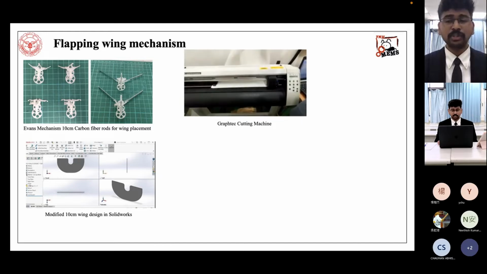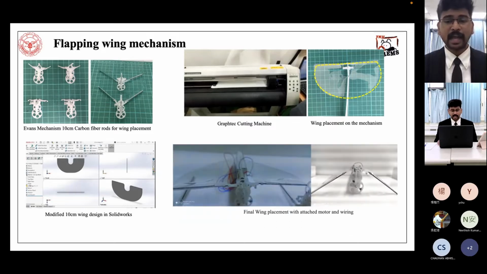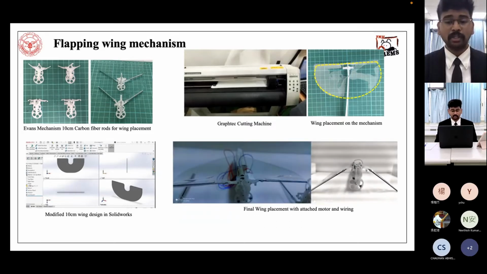We have used PET material for the wing, which can be cut using the graphite cutting machine, which is an XY cutting axis machine. This image shows the wing placement of the Evans mechanism after cutting the 10 centimeter wing. Finally, the wing placement has been done, attached with the motors and wired to the external power supply.